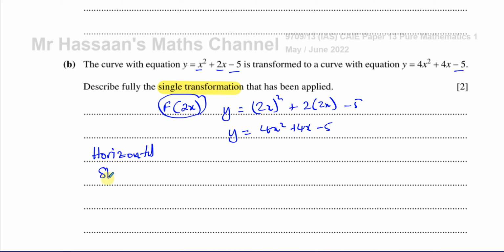stretch. Because you're multiplying inside the function, it's replacing the x with 2x. So therefore, it does the opposite. The scale factor is going to be not 2, it's going to be the reciprocal of 2, which is a half. So that is the single transformation which has been applied for this to become that.